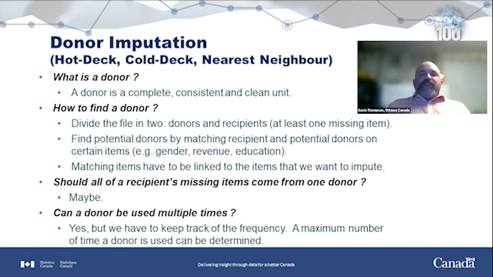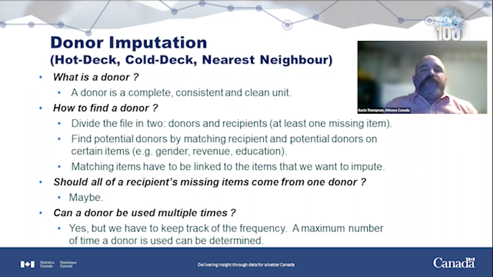So how do we find these donors? We divide the file into two: donors and recipients. The donors will have income plus all the variables we're going to match on. The recipients will have some subset of this, and then we'll try to make these matches. We want to find potential donors by matching recipients to donors on certain items, like gender or sex, and education. Revenue is one of the variables we've used to match, but if that's the one we're looking for, it's going to be difficult. The matching items have to be linked to these items so that we can compute them.